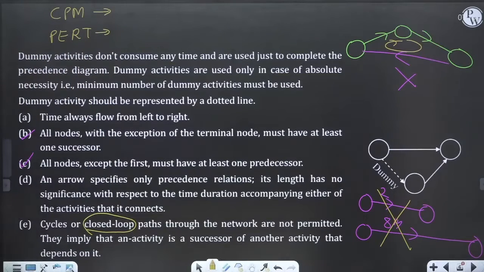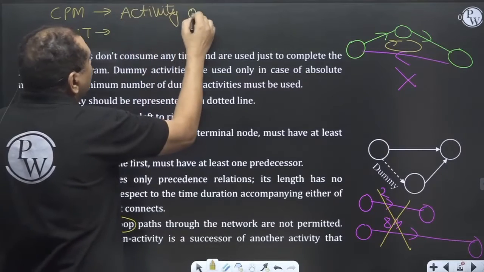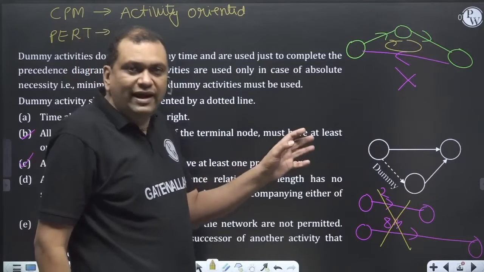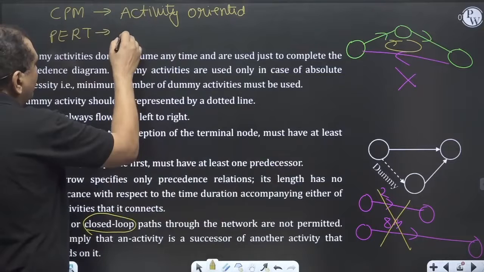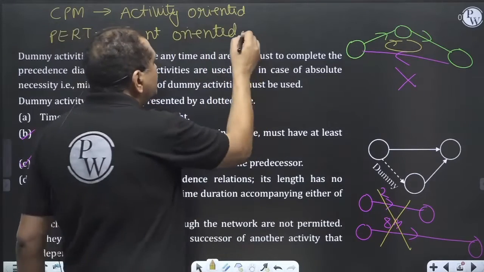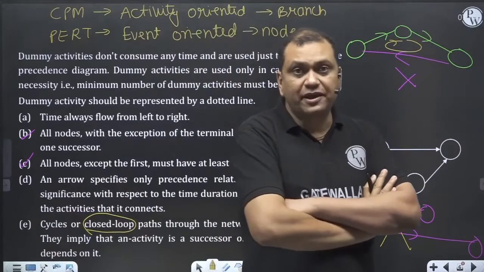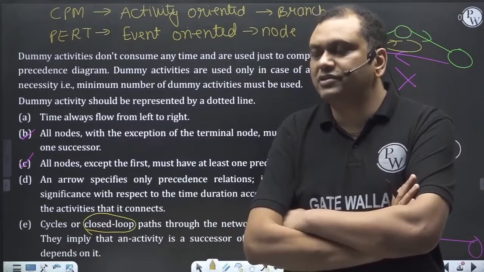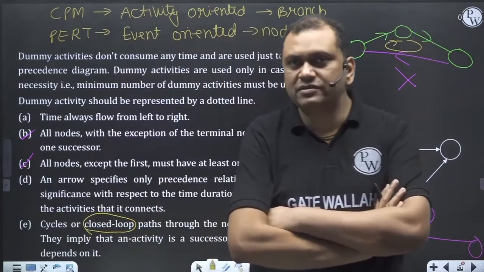See, one thing you should remember: critical path method is a deterministic model. It is activity oriented, because while solving the problem, activity is in the focus. PERT is the probabilistic model and it's event oriented, means node. And this means branch. Critical path method is activity oriented, means branch oriented, because in your syllabus activities are always on the branch. PERT is event oriented, means a node.